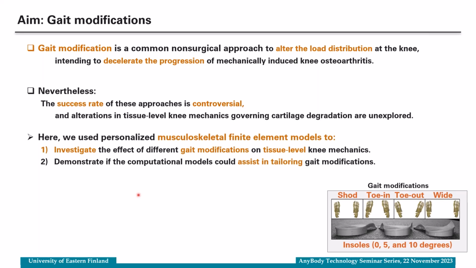So in this study, the aim was to first investigate the effect of different gait modifications on tissue level knee mechanics, and second, we aim to demonstrate if these computational models could assist in tailoring these gait modifications to favorably reduce the tissue mechanics.